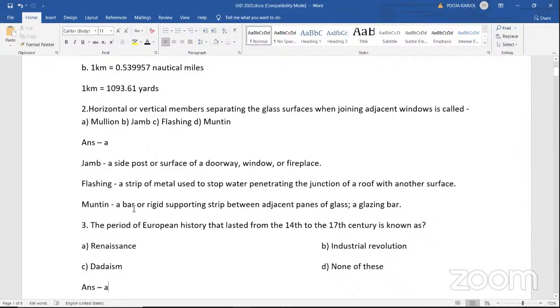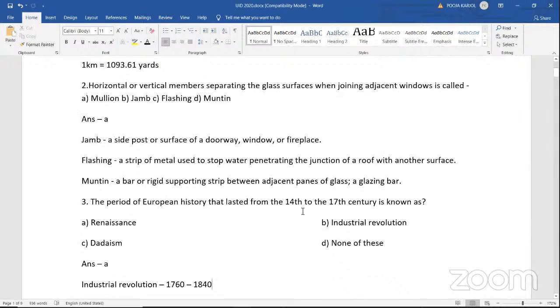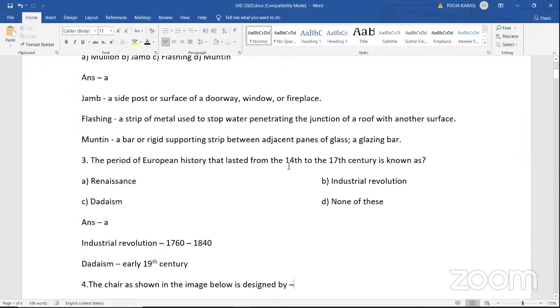Next. A period of European history that lasted from the 14th to the 17th century is known as... Okay, this is an obvious answer. See the options: Renaissance, Industrial Revolution, Dadaism, and none of these. You know for a fact Renaissance, you must have learned it in school, textbook may have it. Renaissance was an old revolutionary period, so it may be the answer. Industrial Revolution, I think, is more recent, we'll see. So Renaissance is the correct answer.